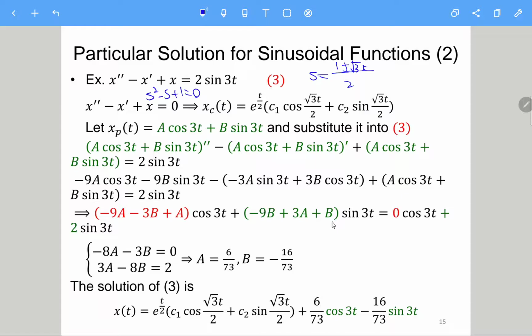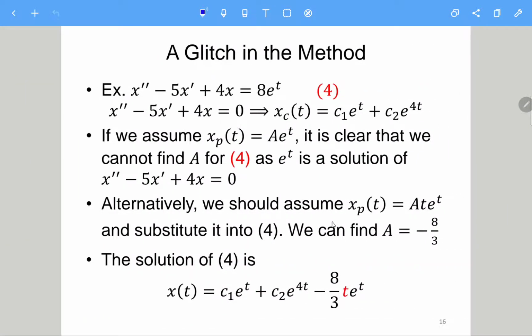So, any questions? Okay, so far these are the fundamental rules for this method, but there will be a glitch for this method. So let's see an example here.